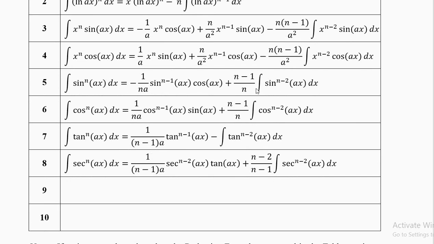Now, these are the examples. We'll be deriving all of them, all 8 of them, and using all 8 of them. Now 7 and 8 will not use integration by parts, we'll use another technique which is easier than integration by parts.